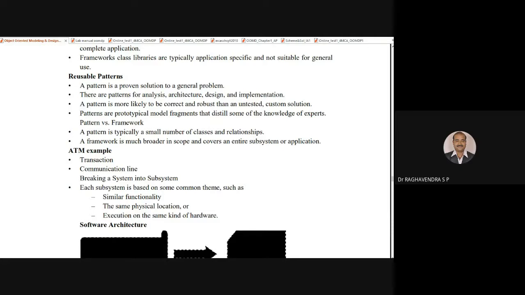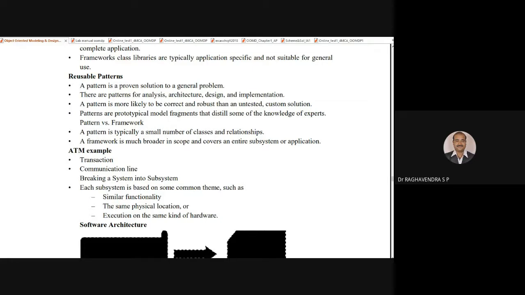So there are patterns for analysis, and patterns for architecture. Similarly, there may be patterns for design as well as implementation. The pattern is more likely to be correct and robust than an untested custom solution. Now the pattern we define may be correct; everything depends on how you validate and test it. Patterns are prototypical models, fragments distilled from the knowledge of experts. This is a pattern of a software engineer because of his expertized behavior. He will define a pattern.